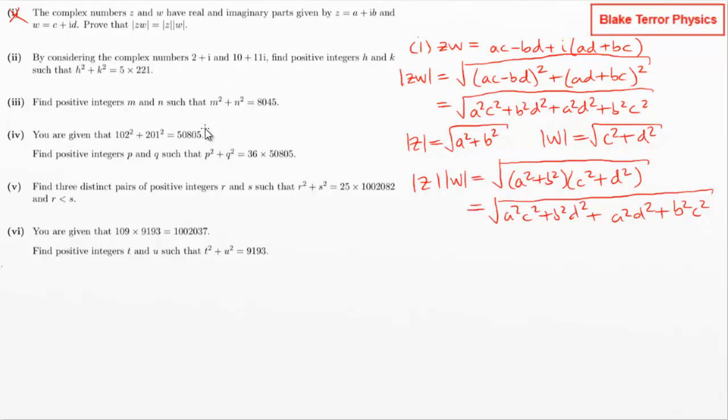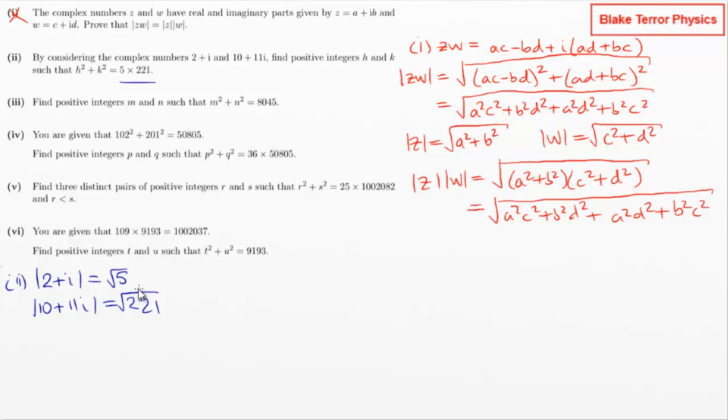Part 2, by considering complex numbers 2 plus i and 10 plus 11i, find positive integers h and k such that h squared plus k squared is 5 times 221. Okay, let's go over this side. This is clearly following on from what we've just done here. So let's deal with that, get that magnitude there. So that's going to be root 5, because we've got 4 plus 1. Then we've got 10 plus 11i. So that's going to be 221. So there are our two numbers that we got here.